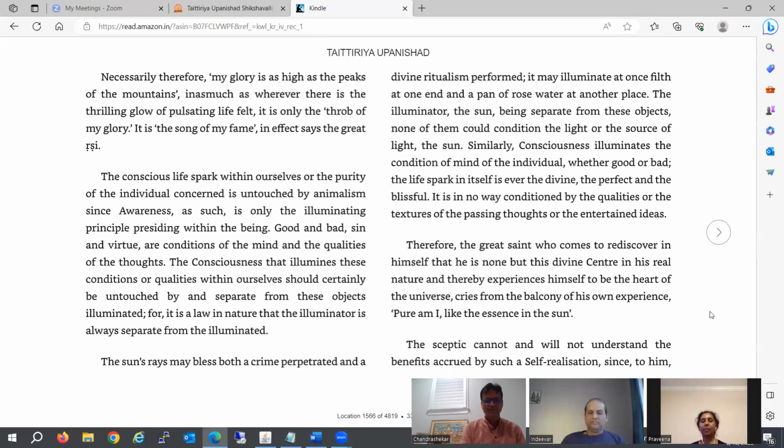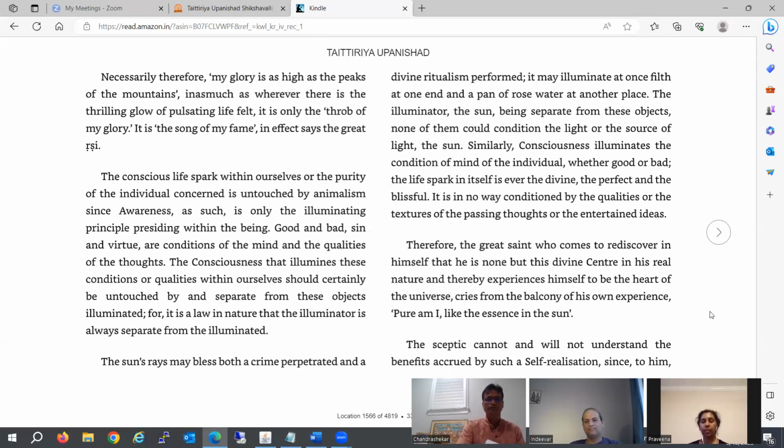The sun's rays may bless both a crime perpetrated and a divine ritualism performed. It may illuminate at once a felt at one end and a pan of rose water at another place. The illuminator, the sun, being separate from these objects, none of them could condition the light or the source of the light, the sun.